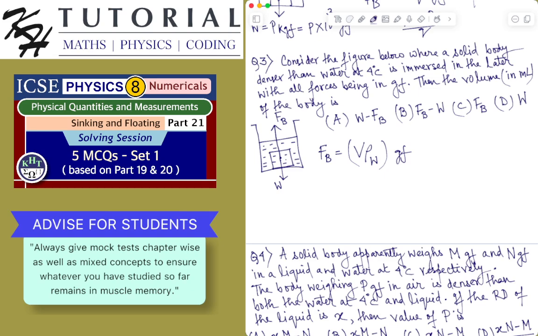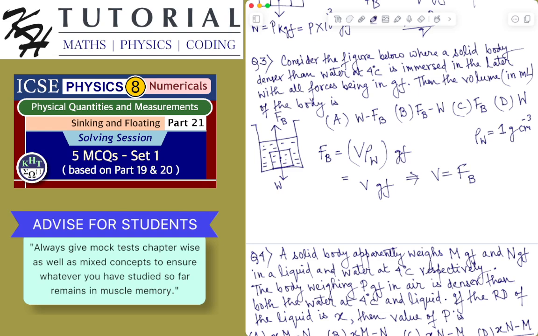Now we know rho W, the density of water at 4 degrees centigrade, is nothing but 1 gram per centimeter cube. So this is equal to V gram force. So this implies that V is nothing but equal to FB.